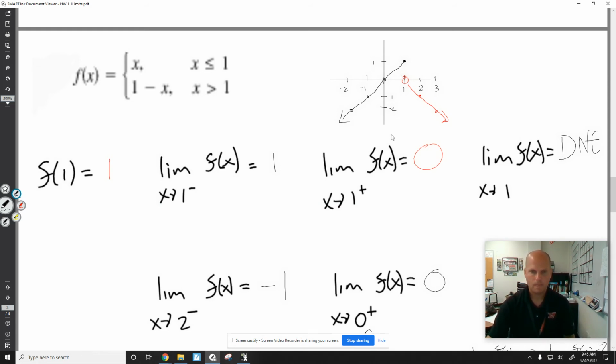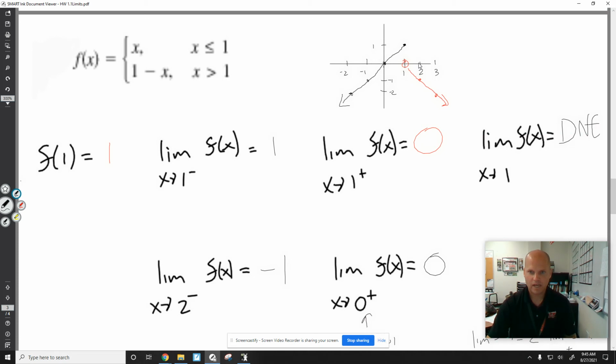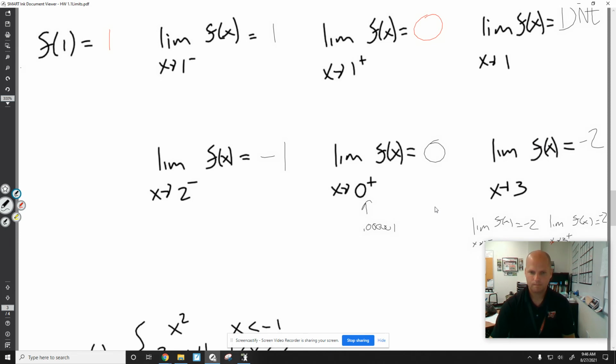We have a jump. 2 from the left, just to the left of 2, I'm approaching this location of negative 1, that y-coordinate. 2 from the right, as I'm really, really close to 2, but just a little bit bigger, well, I'm approaching that y-coordinate of 0. 3, if I'm at 3, I don't care about this piece. I just care about this piece, the red piece. I'm approaching that y-coordinate of negative 2. Okay?